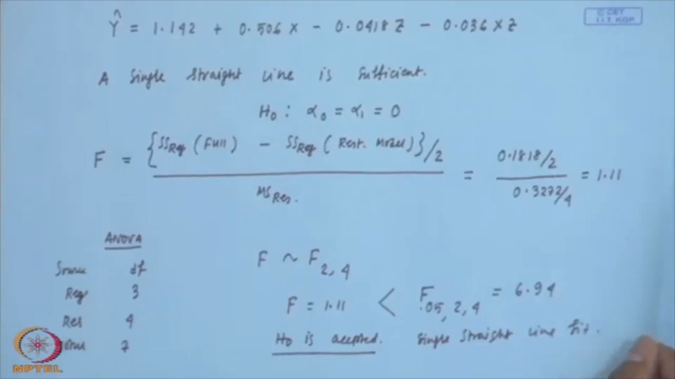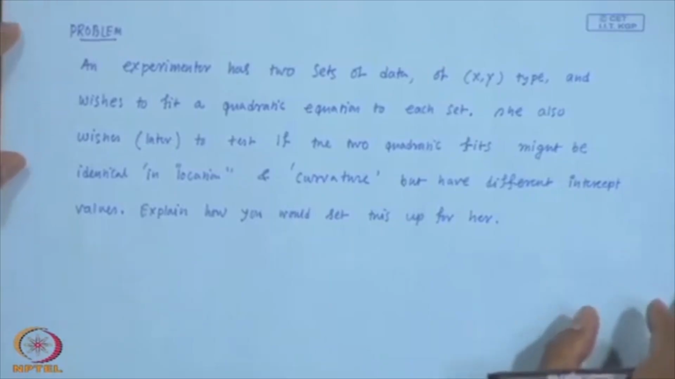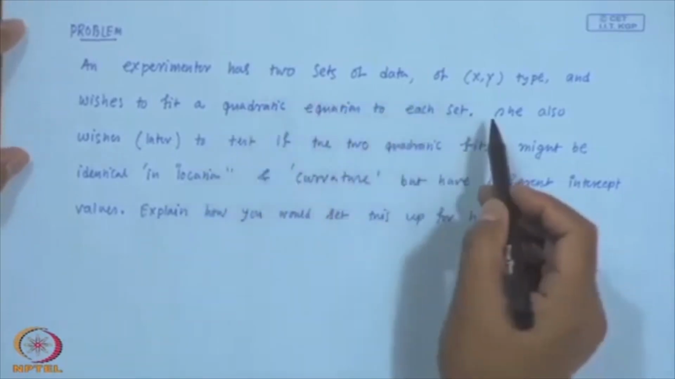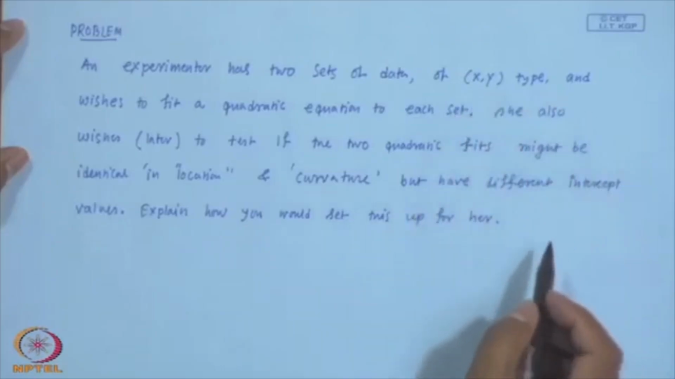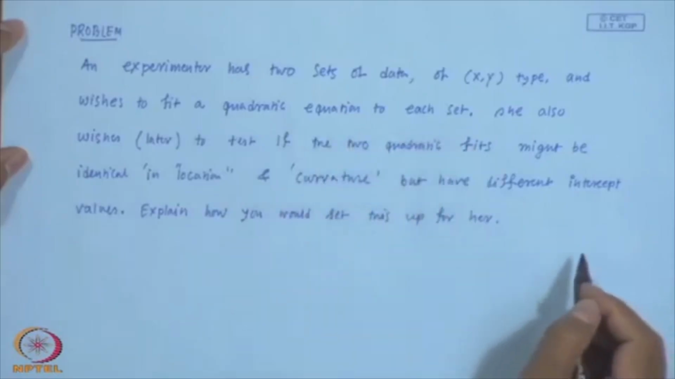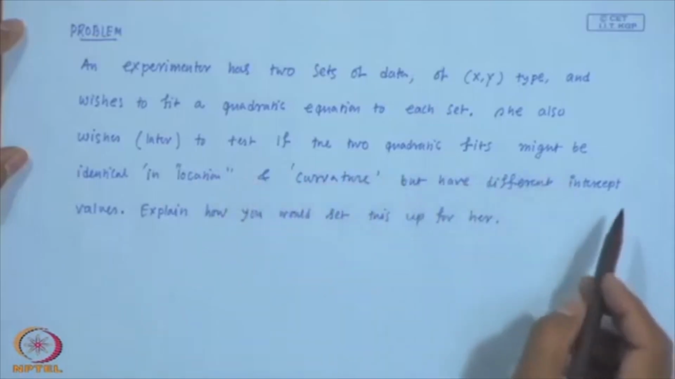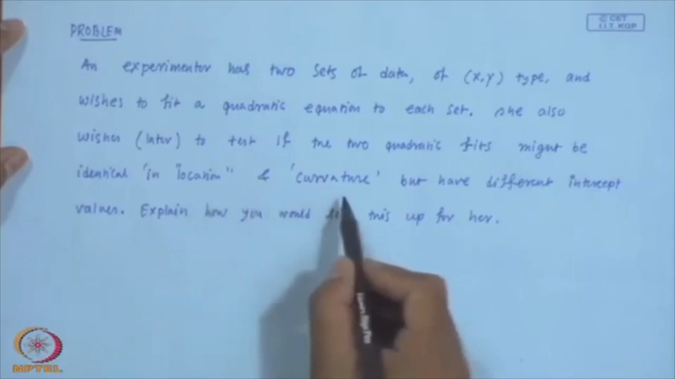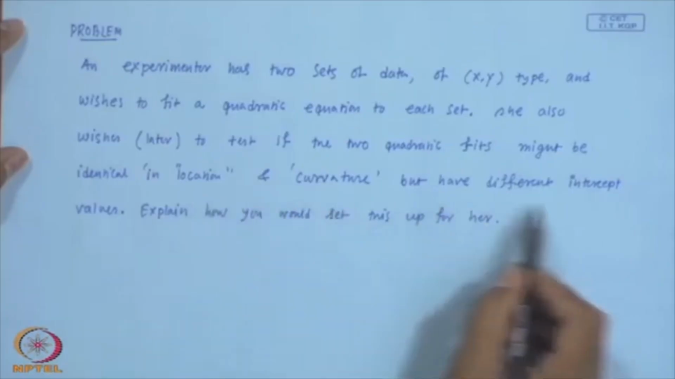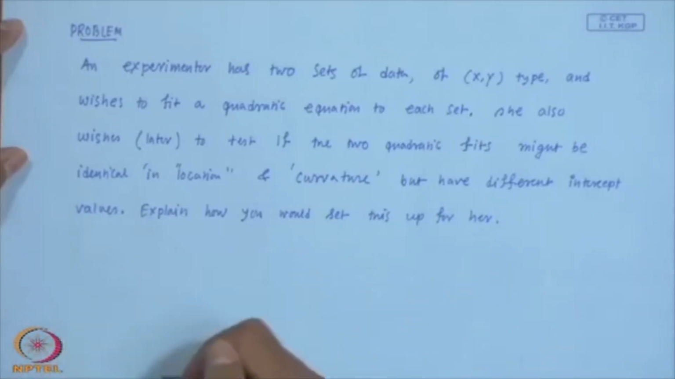and we have another problem involving dummy variables. So, it says that an experimenter has two sets of data of x y type and wishes to fit a quadratic equation to each set. She also wishes to test if the two quadratic fits might be identical in location and curvature, but have different intercept values. Explain how you would set this up for her.